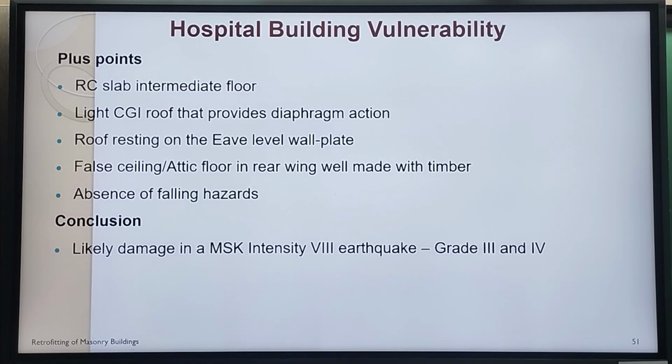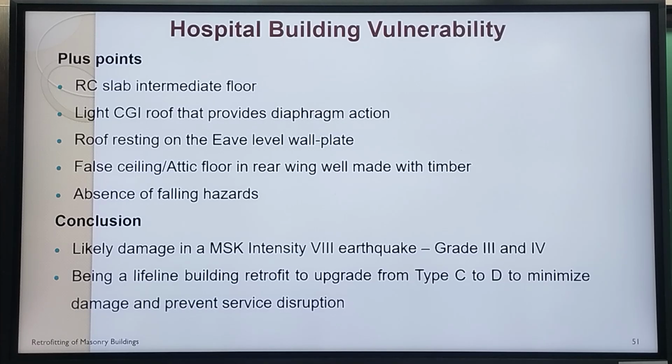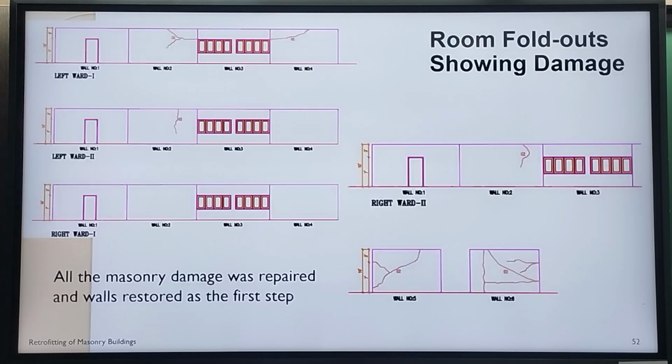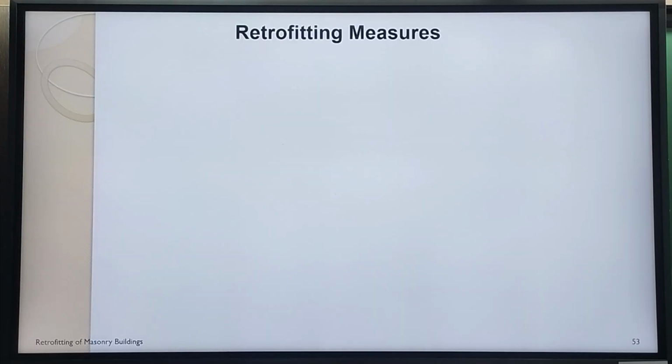So likely damage in an MSK intensity 8 earthquake could be grade 3 or grade 4. And being a lifeline building, it should be retrofitted to bring it to type D to minimize damage and prevent service disruption. Because minimizing service disruption is very, very important in disaster. Because the hospital should continue to take care of the hurt. Alright, just the fold outs of various wards. So wards are like on each floor, each wing is a ward. So all this basically gives you an idea of the damage, the whole picture of the state of the building.